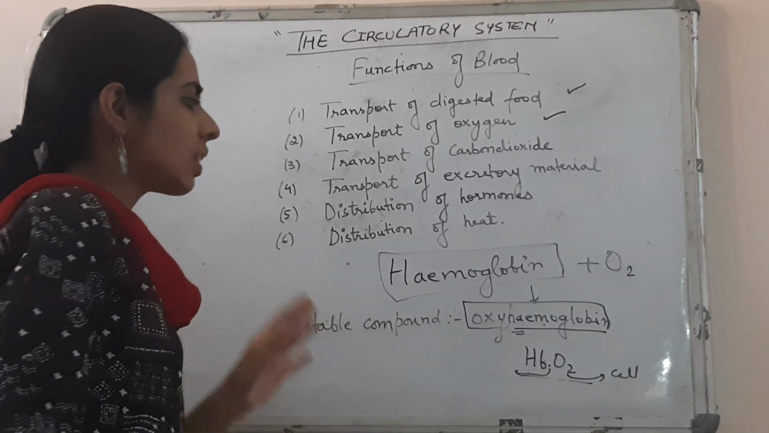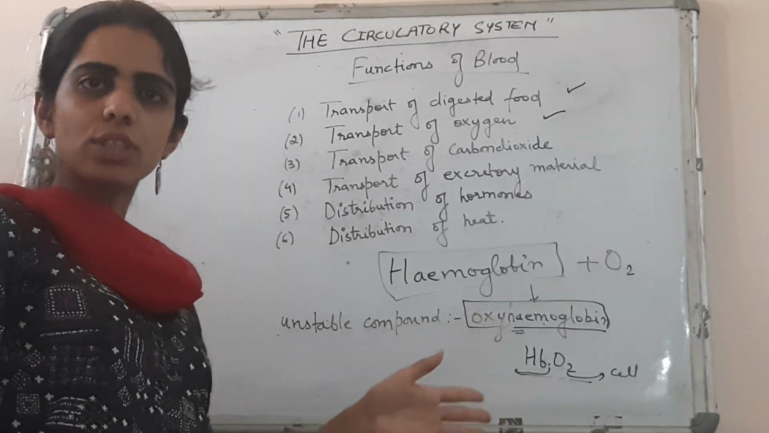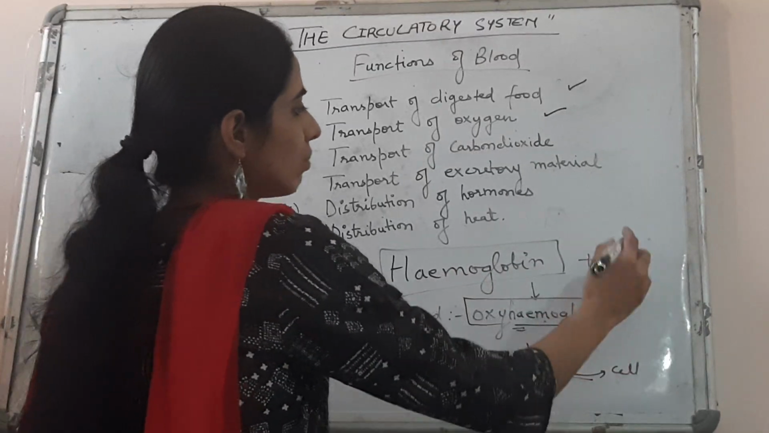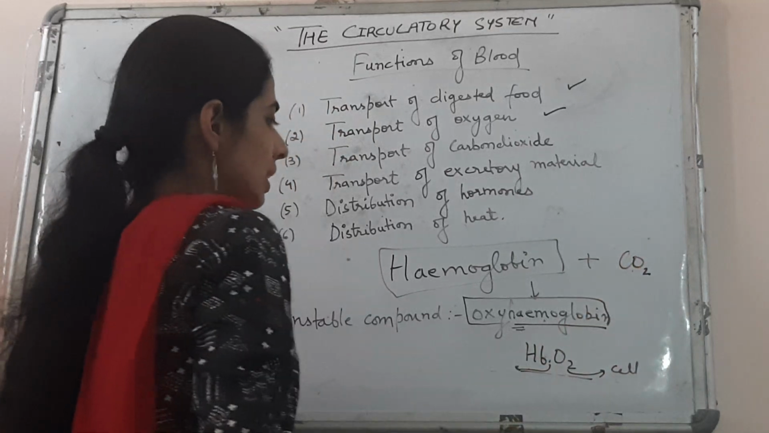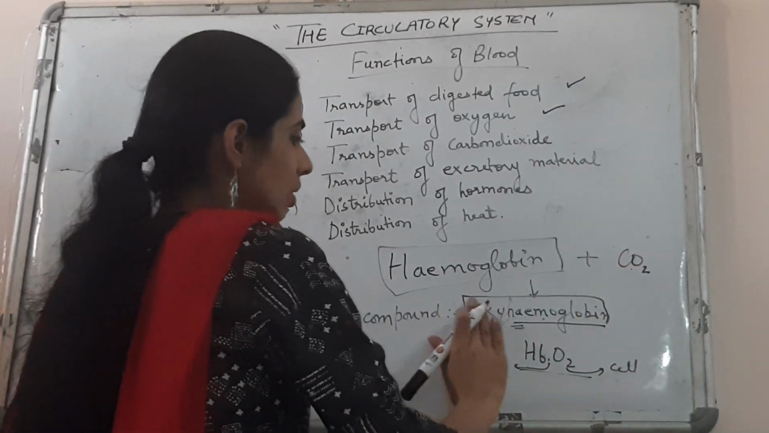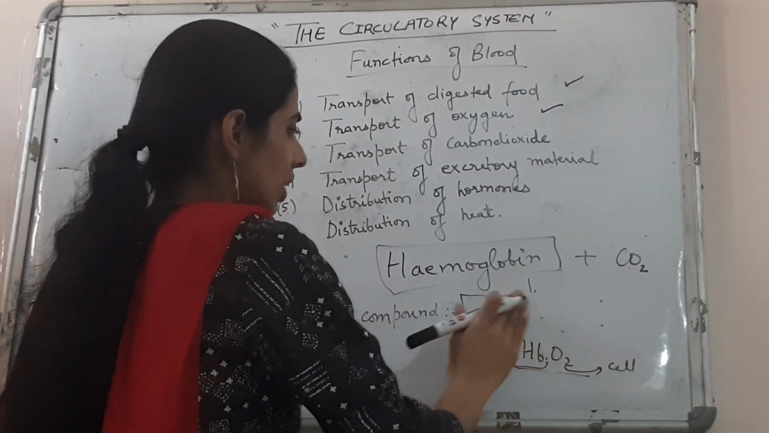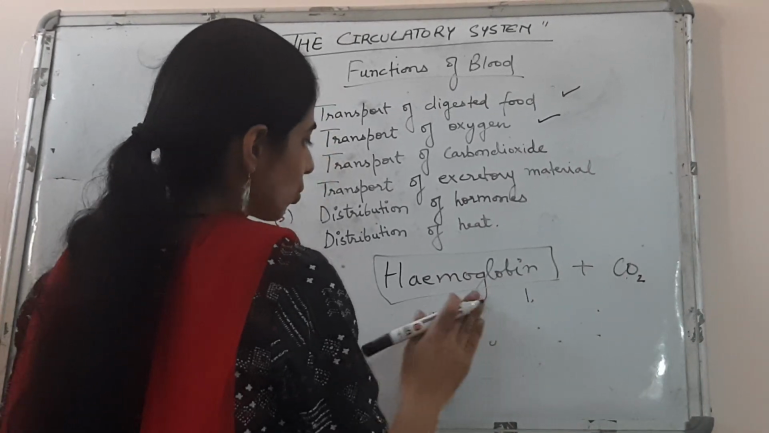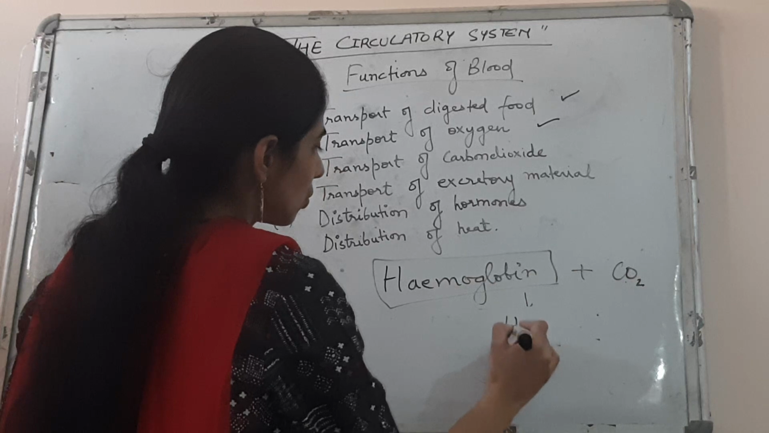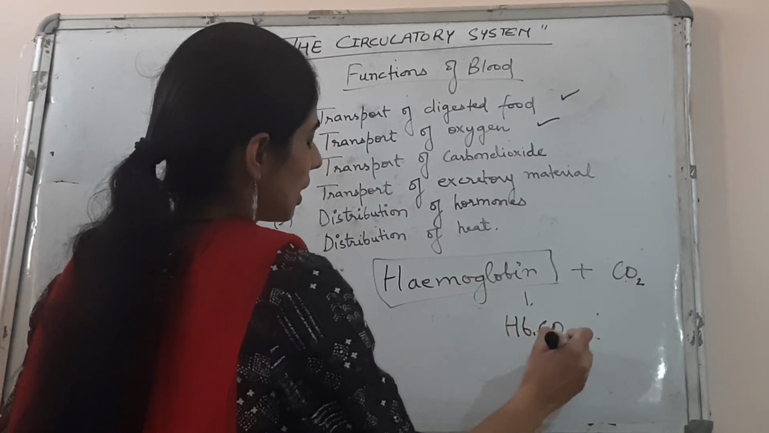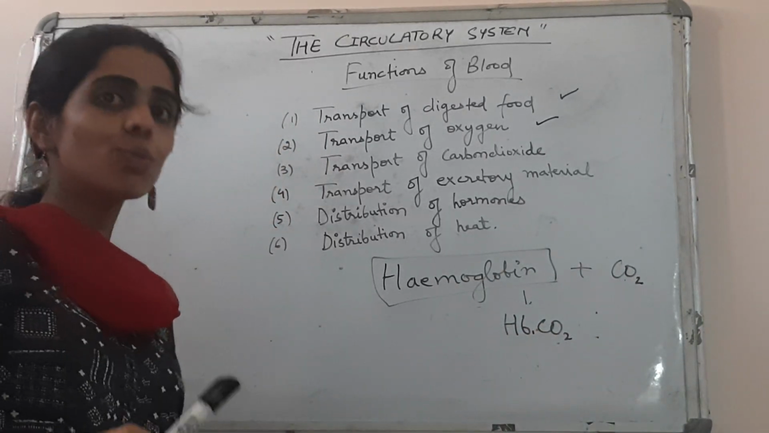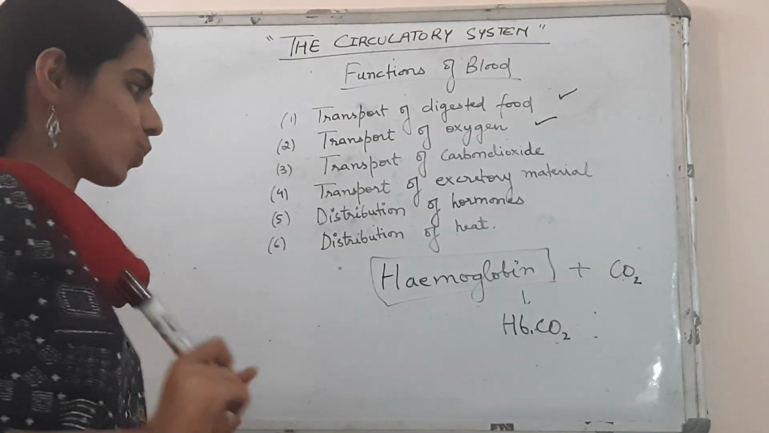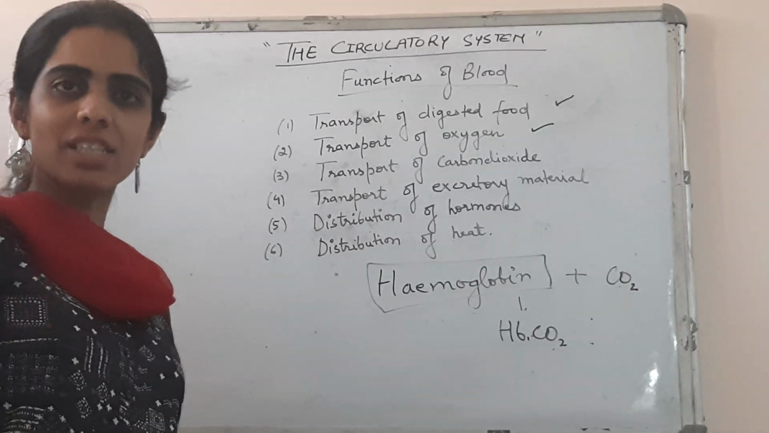The same happens in the transport of carbon dioxide. In this case, hemoglobin again has affinity for carbon dioxide, and hemoglobin will now combine with CO2. And now instead of oxyhemoglobin, we will have a compound which is Hb.CO2. In the same manner, now CO2 will not be transferred to the cells. Please remember, CO2 will not be transferred to the cells.